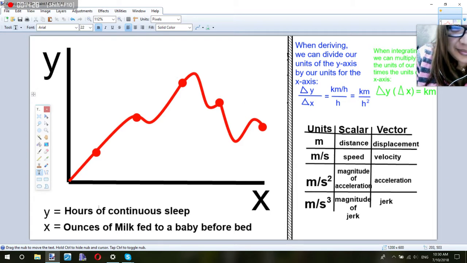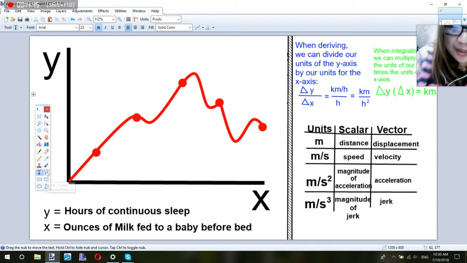Should really be in minutes instead of hours, but how long they slept for continuously, and how many ounces of milk I actually fed to the baby. And what we're going to try to do is maximize this. So what amount of milk will give us the maximum hours of continuous sleep?